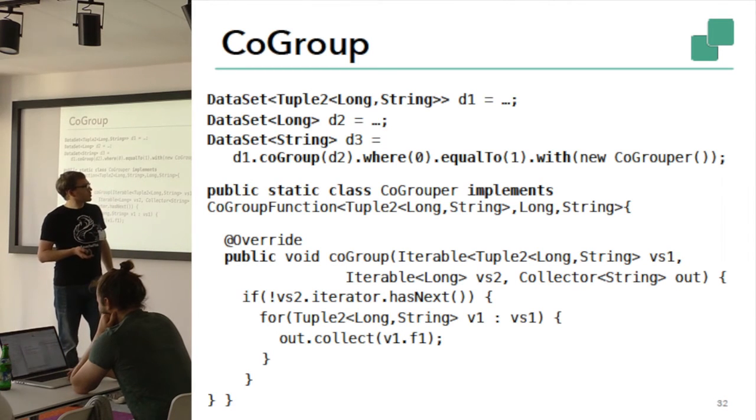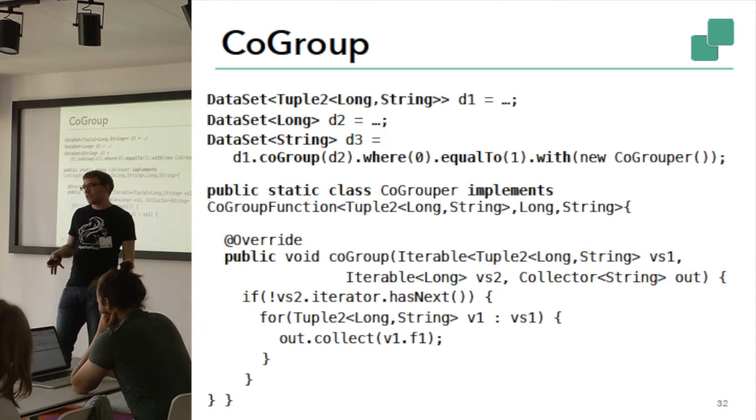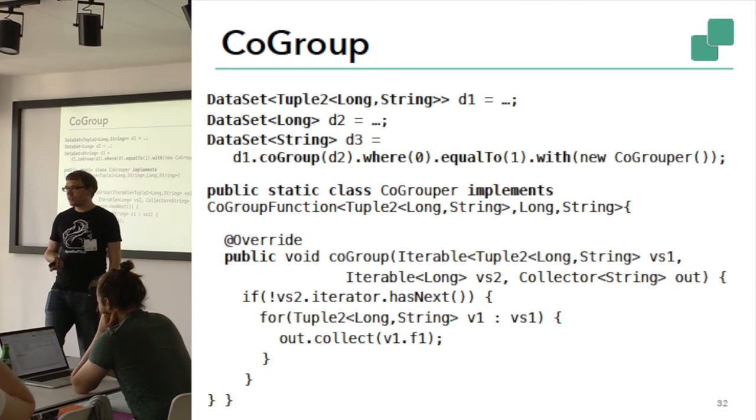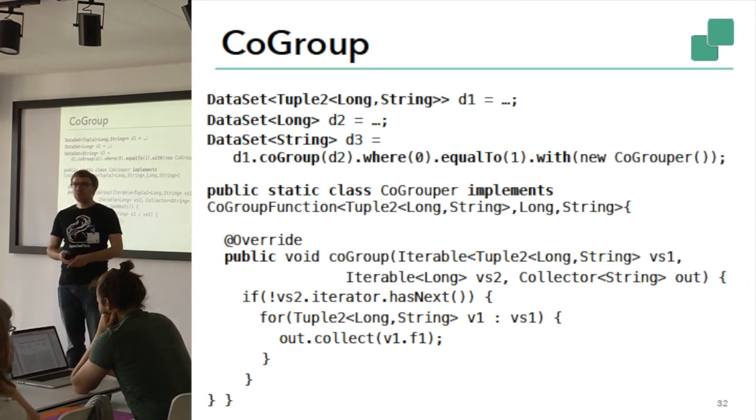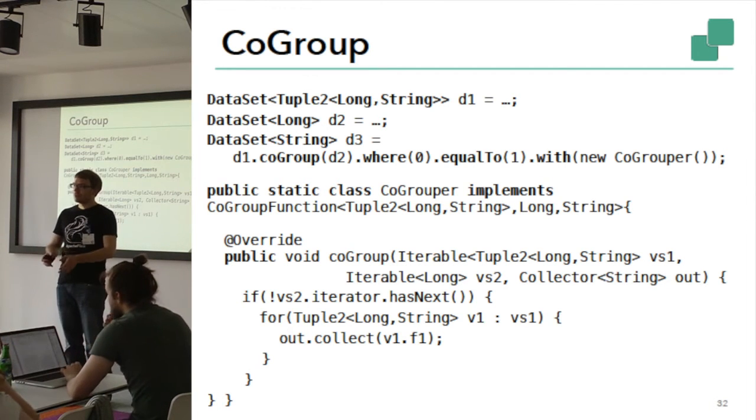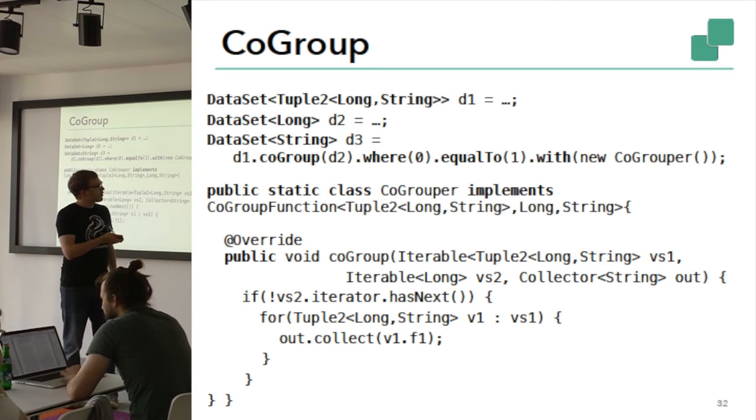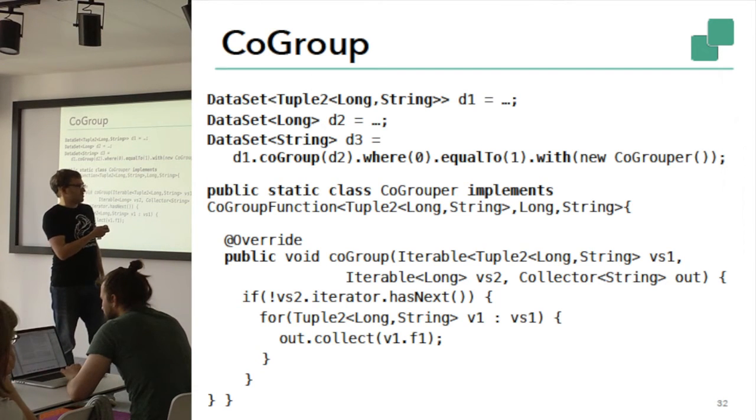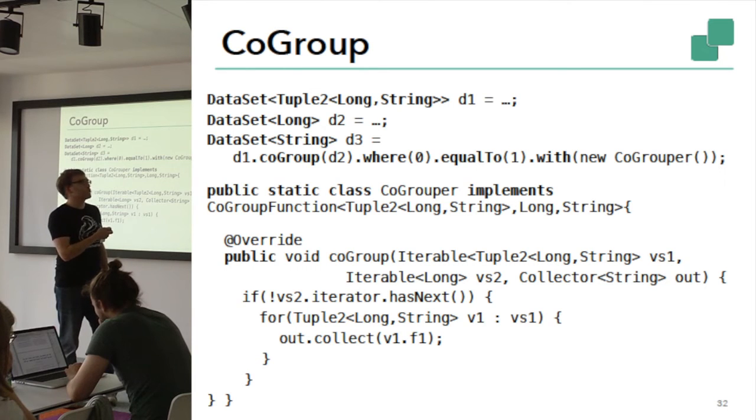So the Flink join is an inner join. What you can do with CoGroup is, for example, emulate an outer join, because you can find out when one iterator is empty and then fill up the other fields with null values, for example. Or you can do something like an anti-join, which is done in this example here. We have one data set, Tuple2 long string here, and another data set long here. And the goal of this operation would be to only let elements of this data set D1 pass if there is no entry for them in data set D2. So we use here.